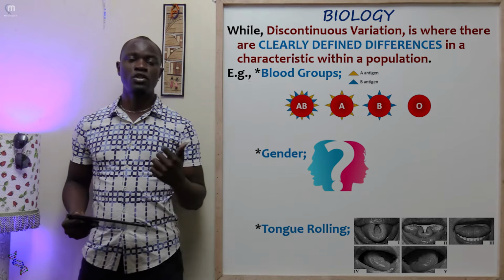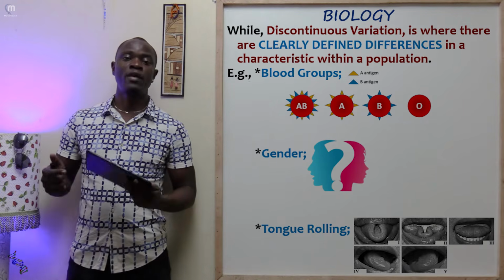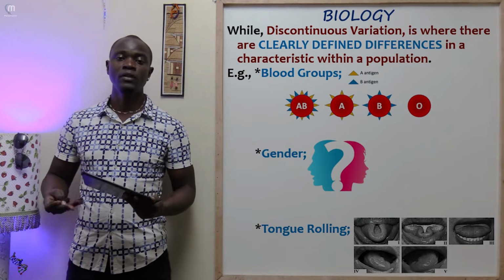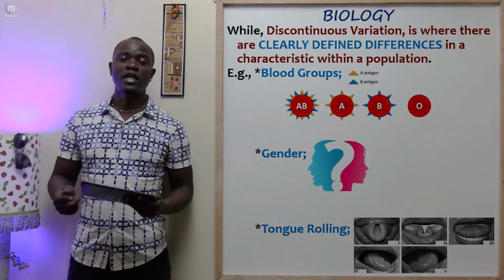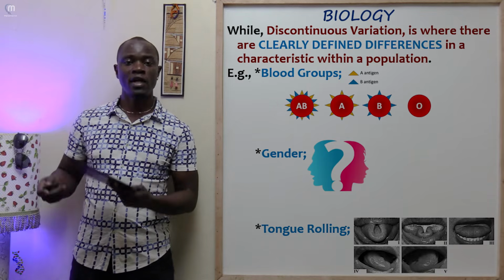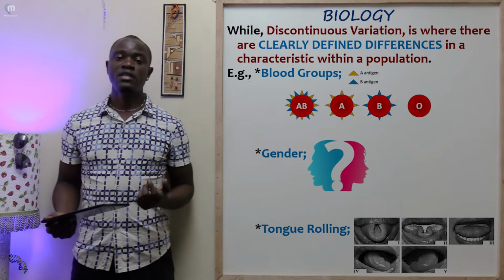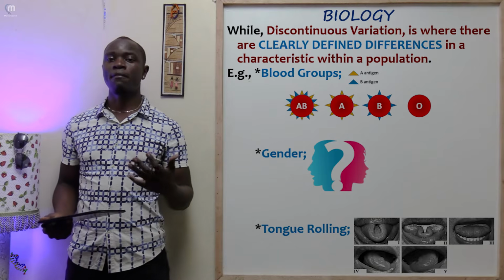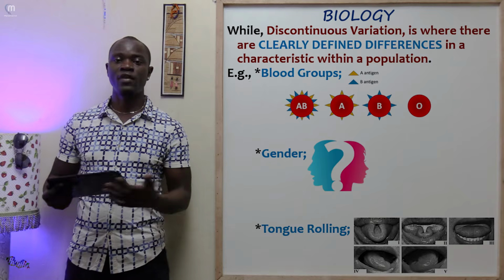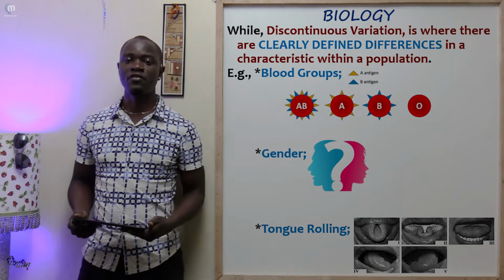Examples of discontinuous variation, as you can see, we have the different blood groups. Some people have blood group A, some blood group B, some blood group AB or blood group O. So that is discontinuous variation. There is a real big gap between one character and the other. Apart from that, another difference is gender. Some people are males, some are females. So we have that very big gap.